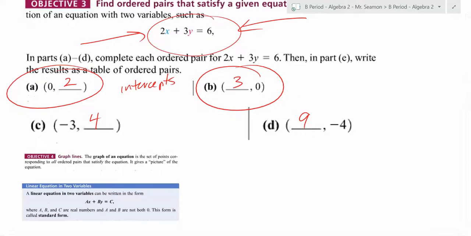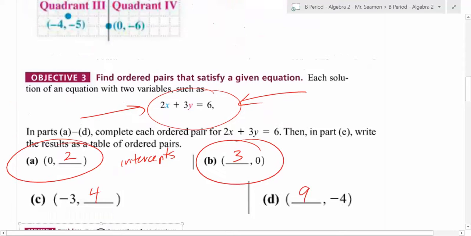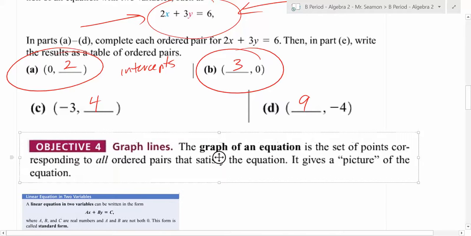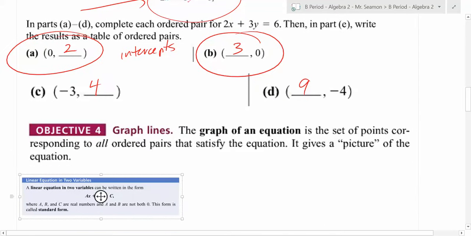Nice. So if I graph a line, so if I have 4 points now, these 4 points right here, if I graph them, what does the graph of a line represent? It represents the set of points corresponding to all the ordered pairs that satisfy the equation. How many points are on any given line? An infinite number. Actually, how many points are on any segment?